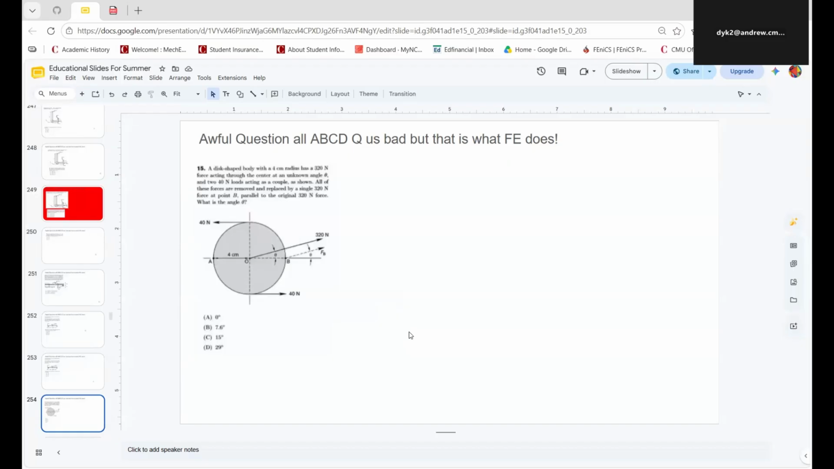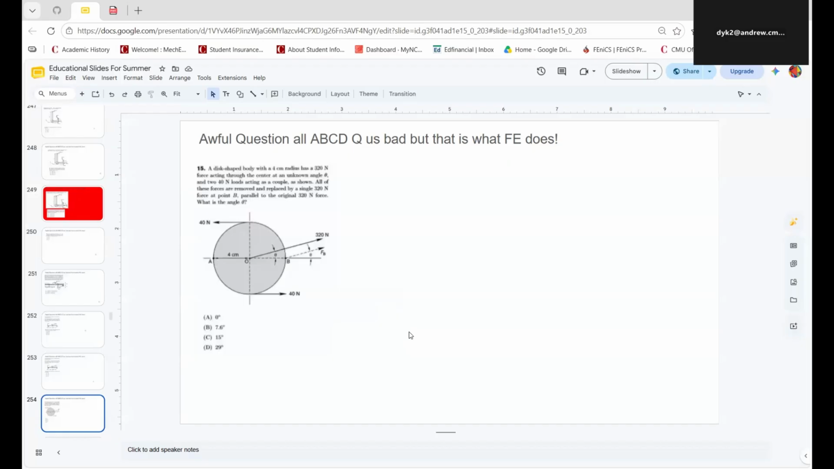So it's actually a moment if you think about it because it's already coupled. That's how it works, really. Held to the original 320, a single 320 at point B. Okay, so you're replacing this moment and you're trying to get the angle here. So, I think I get it.